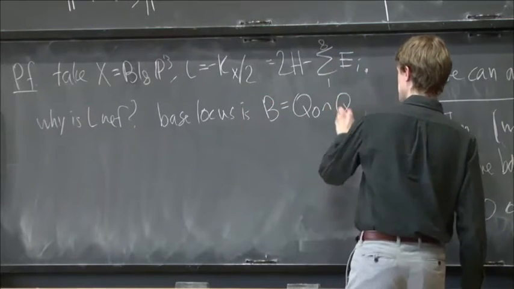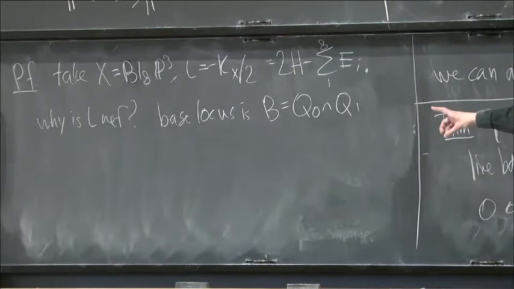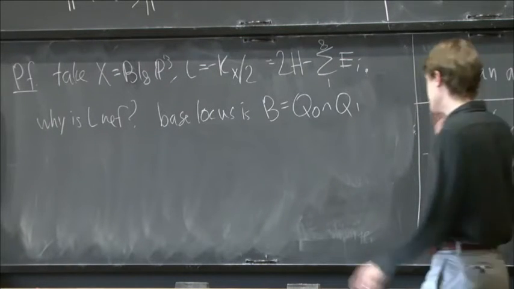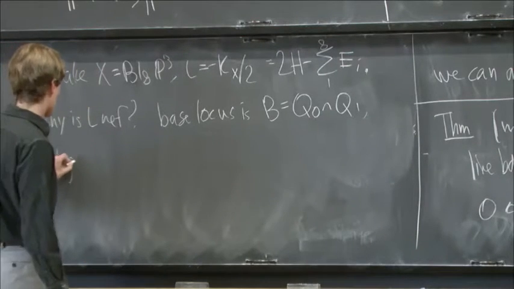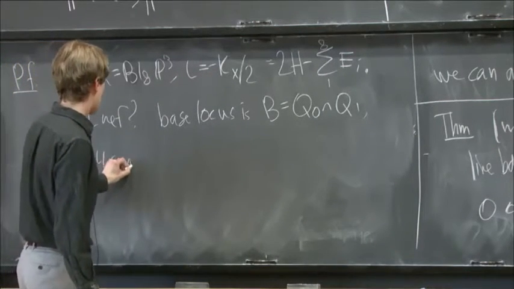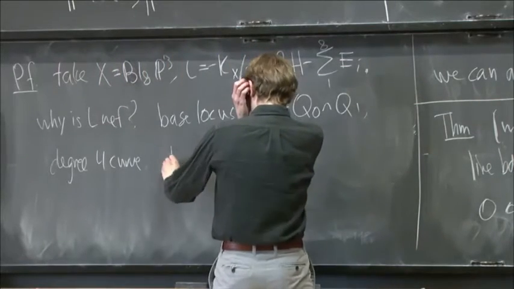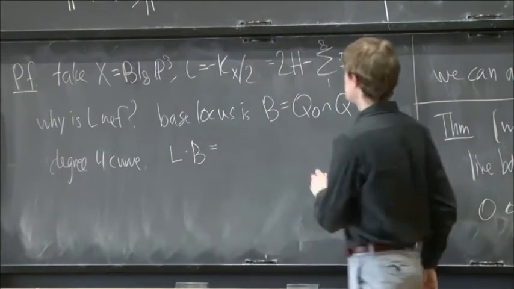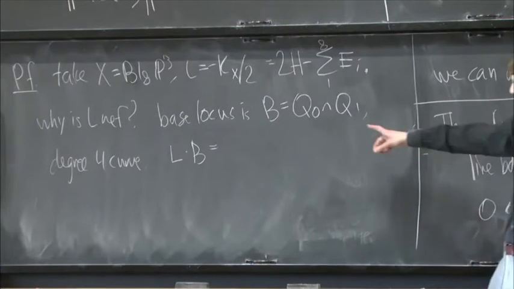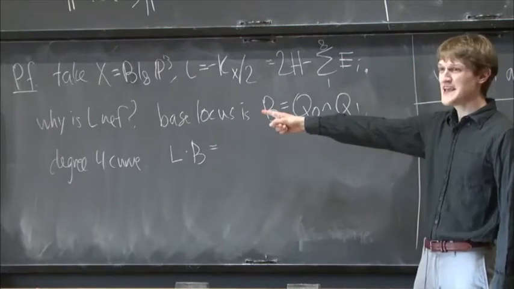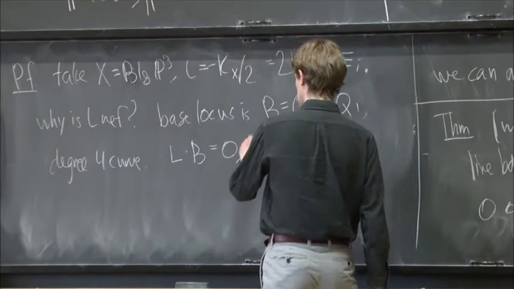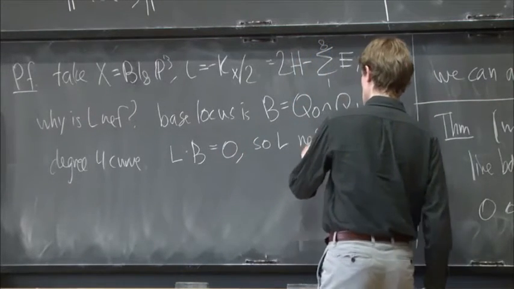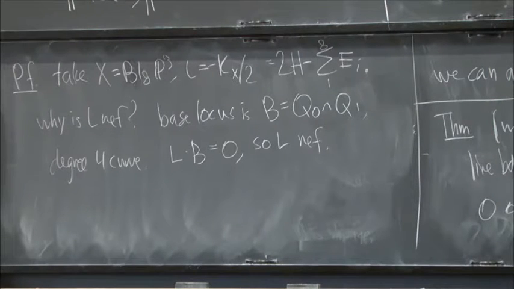So I'm going to write Q's for things in the pencil. Again, a Q is a quadric through the 8 points. To know it's nef, we just need to compute L dot B. L dot B is going to be 2 times 4, which is 8, and then minus 1, 8 times, so it's 0. So this divisor is definitely nef.